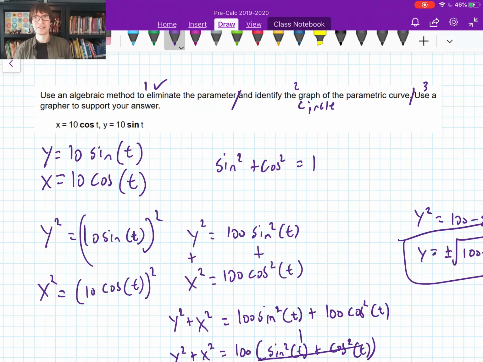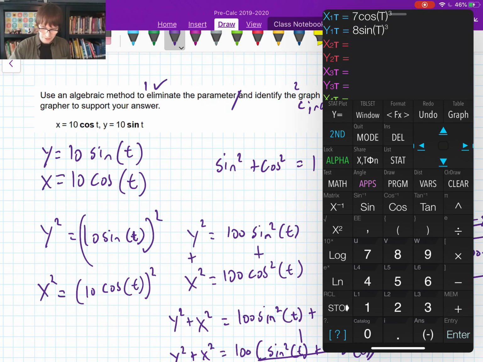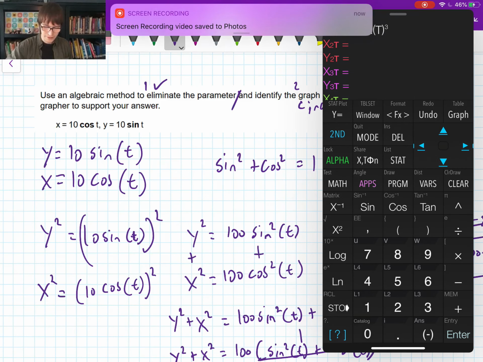Finally, we need to use a graph to support our answer. Let's go ahead and pull out the graphing calculator. Let's start with the parametric form, and then we'll look at the other form.